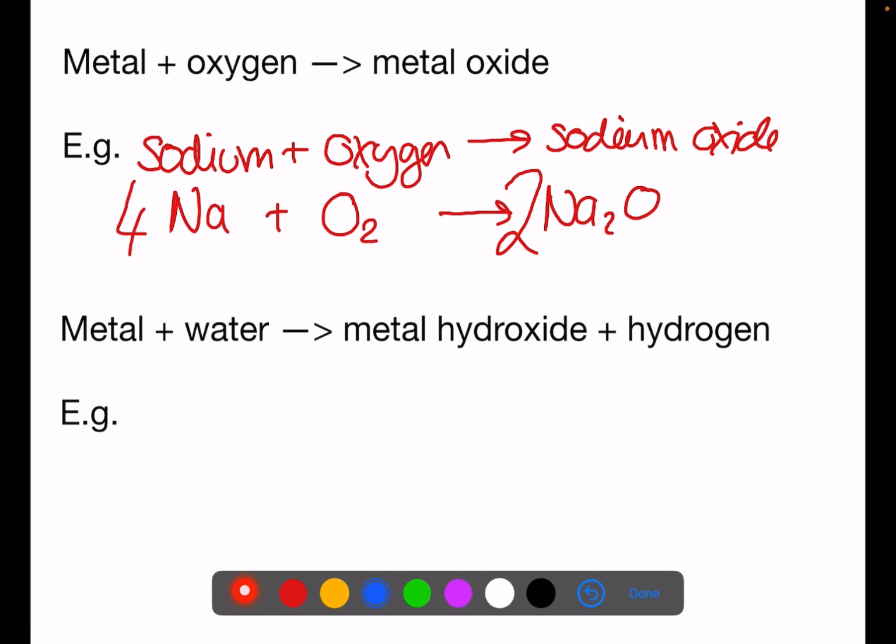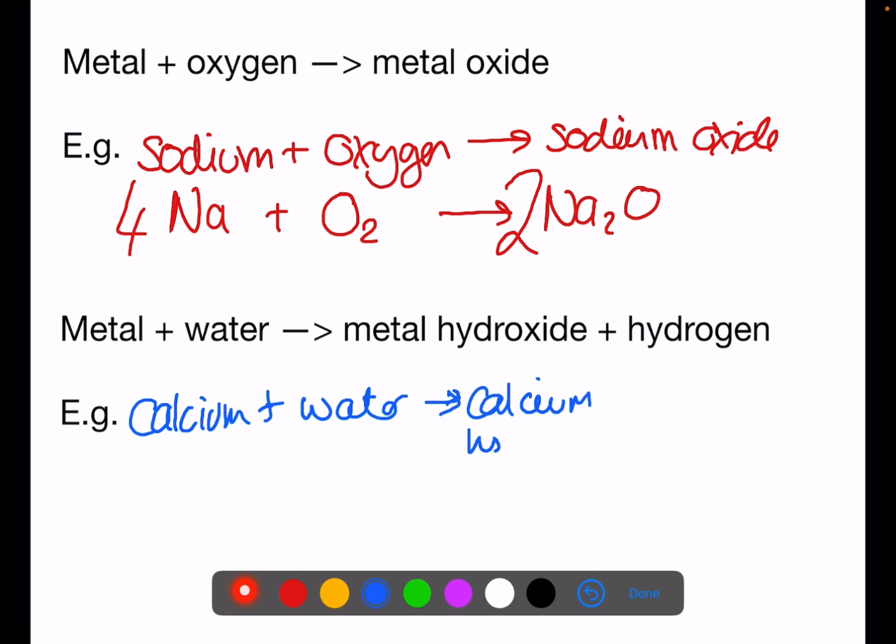If we look now at metal and water, we'll produce a metal hydroxide and hydrogen. So here, if we take calcium plus water, we will produce calcium hydroxide and hydrogen.